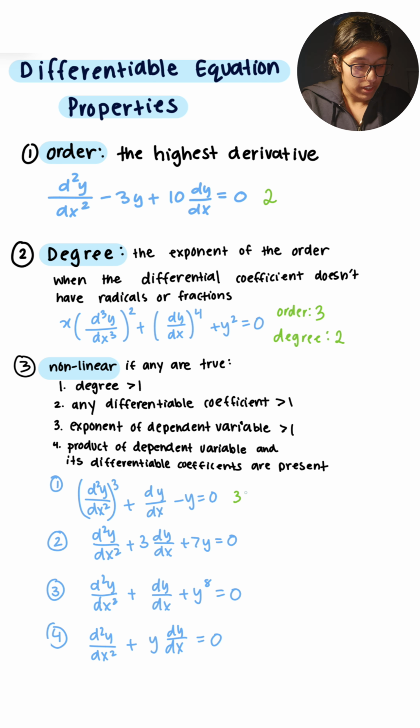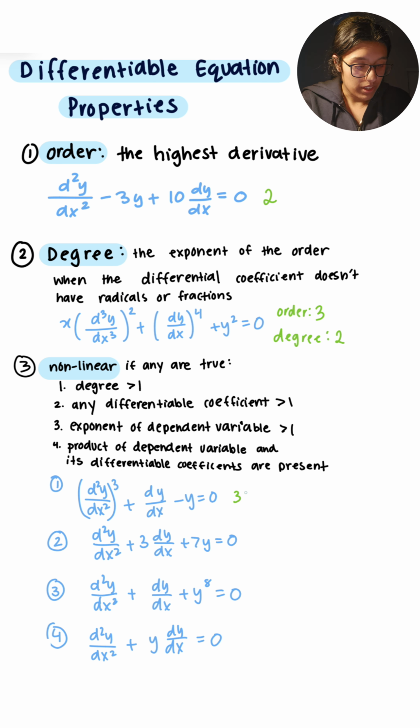Now for the second condition. The second condition is any differentiable coefficient greater than 1. So any differentiable coefficient greater than 1, we could see that right over here. 3 is greater than 1. So of course that is not going to be linear. And it could be any differential equation. It could be 4 over here. In that case, 4 is greater than 1. So we automatically know it's not linear.